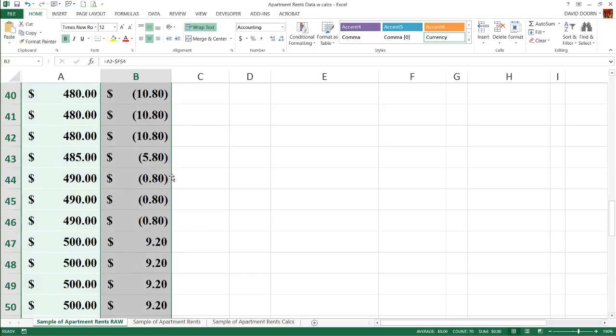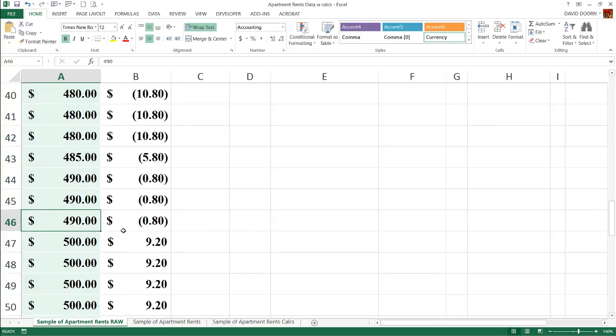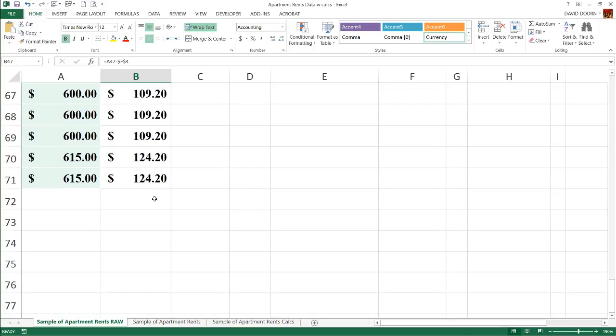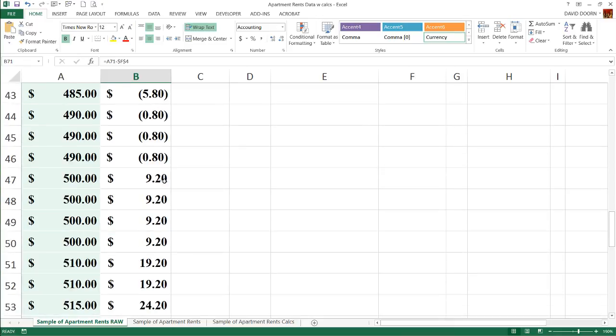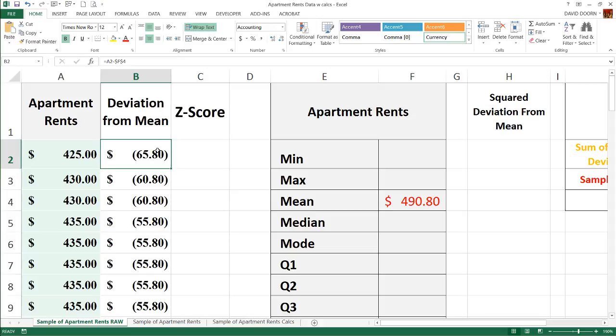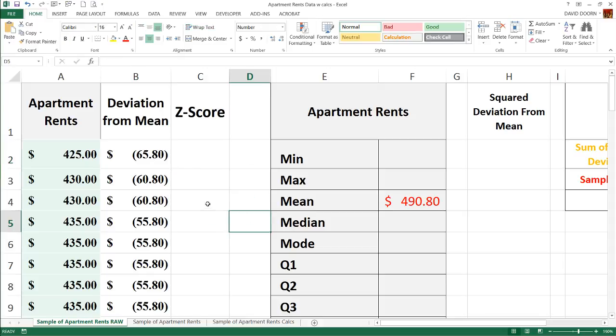It's an ordered array. So one of our rents is $490. That's 80 cents below the mean. The next one is $500, which is $9 and 20 cents above the mean. Okay, so these are the deviations from the mean. The highest rent is $124.20 above the mean. And the lowest rent we already looked at, $65.80 below the mean. Okay. So we'll calculate these other things later when we get to them.